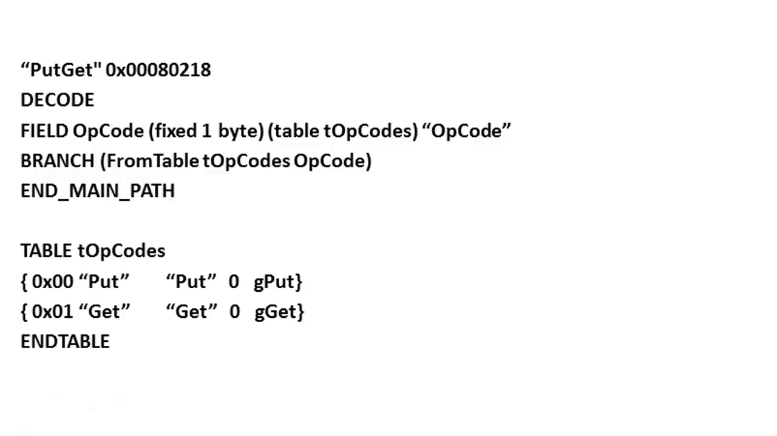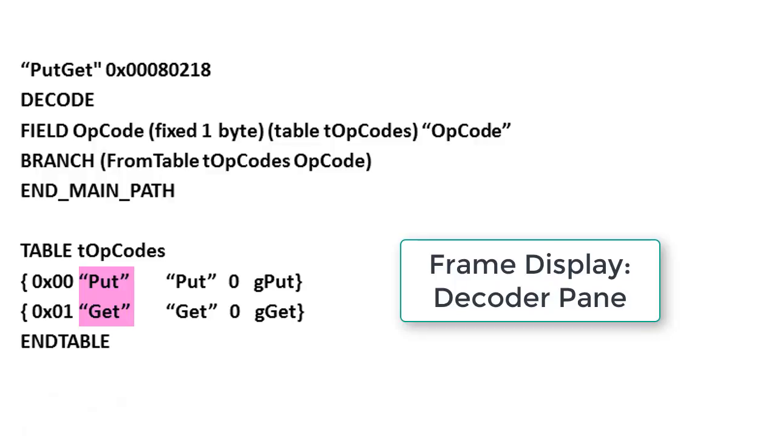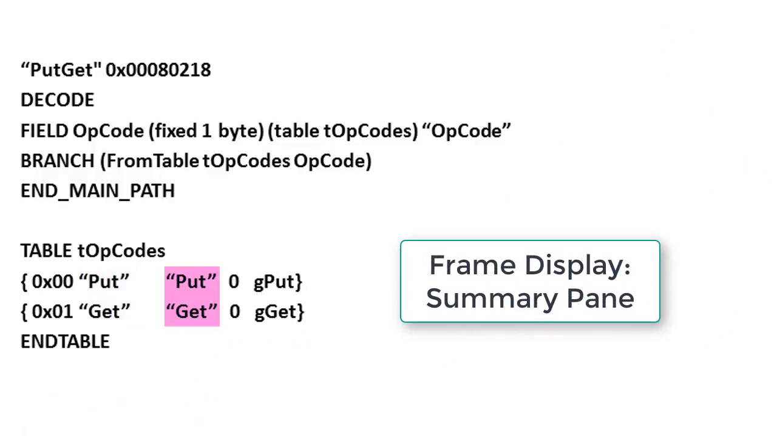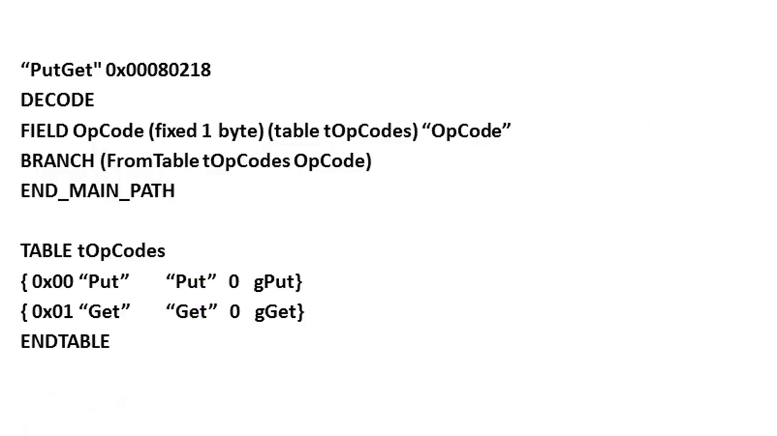First of all, there are 2 strings. The first string is displayed in the frame display decoder pane, and the second string is displayed in the summary pane. The summary pane is in a table format, and the column width may be limited. So sometimes we display the string in an abbreviated or truncated form. Let's take a look at what else is in the table. Skipping over that 0, this is for advanced users, we see gput and gget.